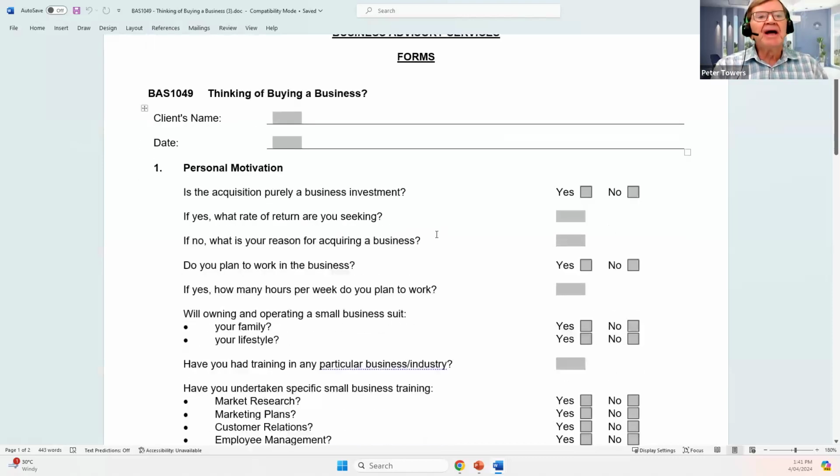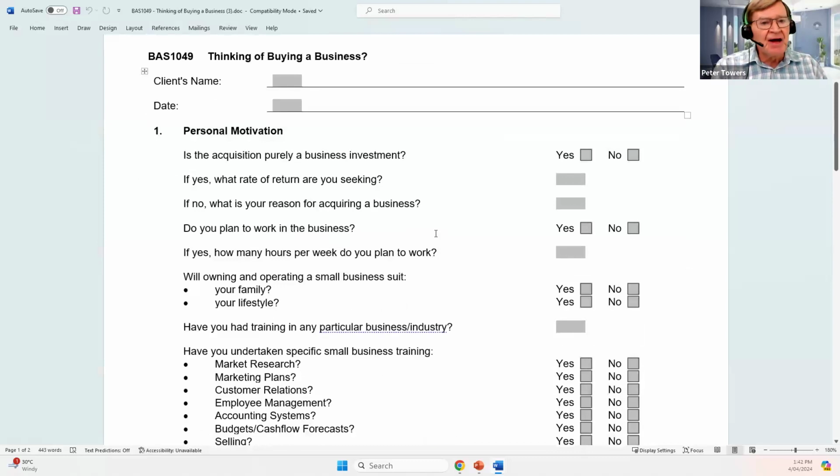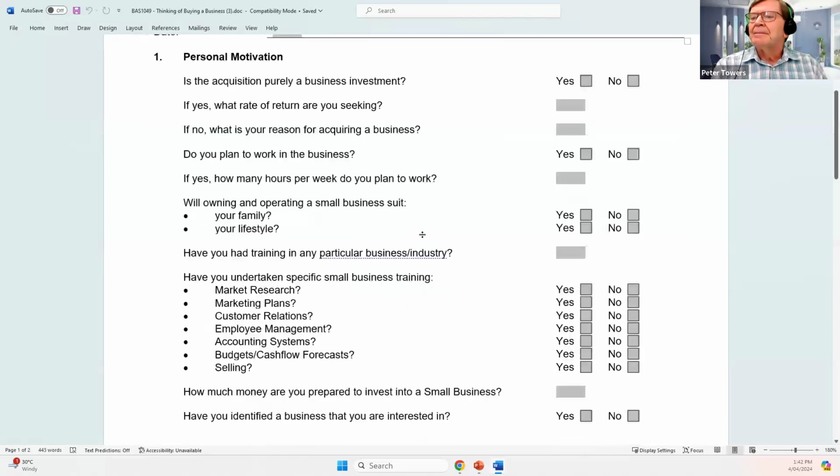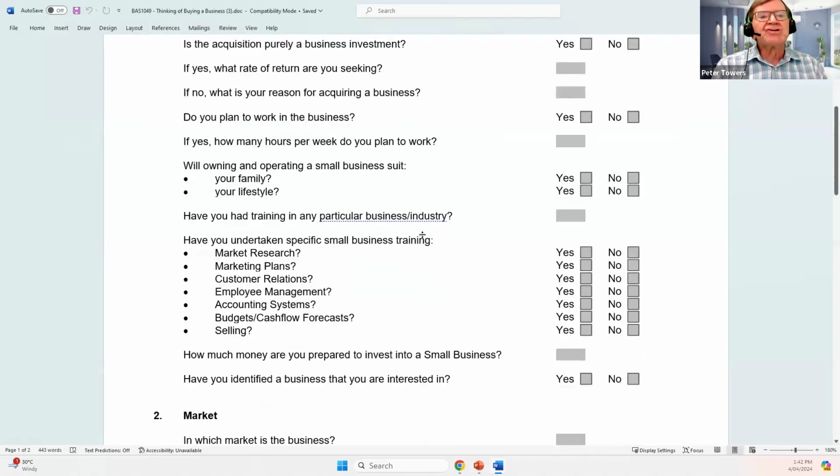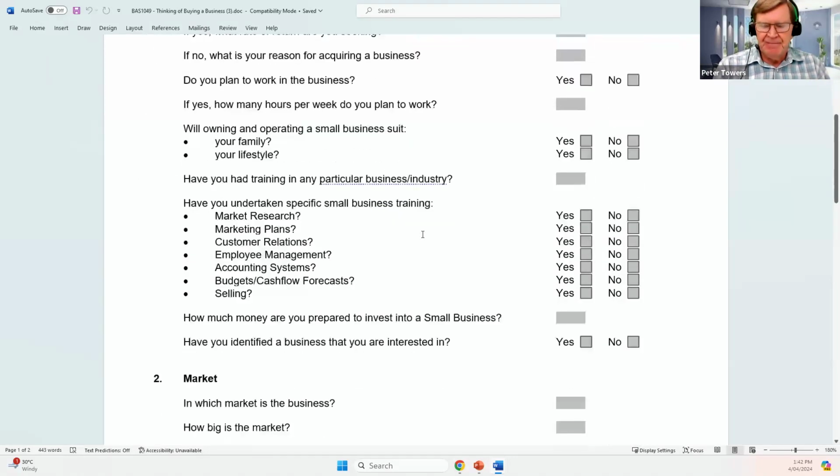Now, this is a form you could hand to your client to fill in if you like, or you could sit there and just go through the questions, get the answers, get a feel for whether they've got an understanding of what goes on in running a small business. Do they have any idea of the hours they're going to have to work and when those hours might have to be worked: early in the morning, late at night, weekends? And what additional training do they need to undertake? Do they know anything about this business? Or do they just think it's a good idea?